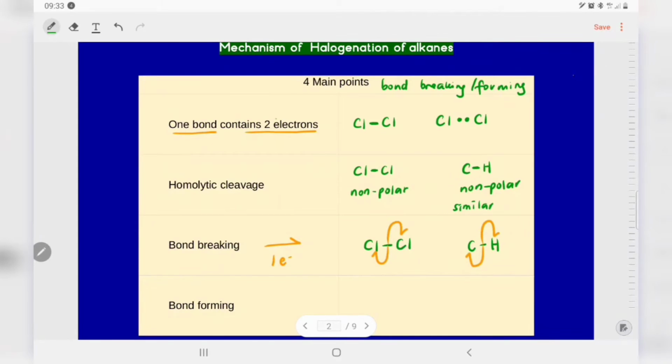The fourth point in this mechanism is bond forming. If one Cl has 1 electron and another Cl has 1 electron, how will they form a bond? 1 electron from the Cl on the left is shared with 1 electron from the Cl on the right. So it will form Cl2, where Cl and Cl are sharing a bond, or sharing 2 electrons.